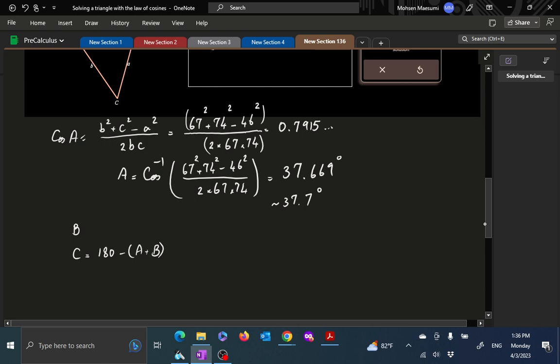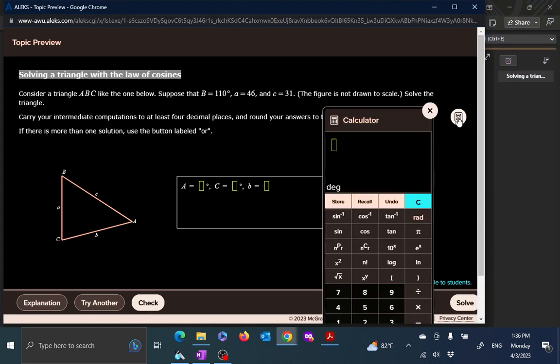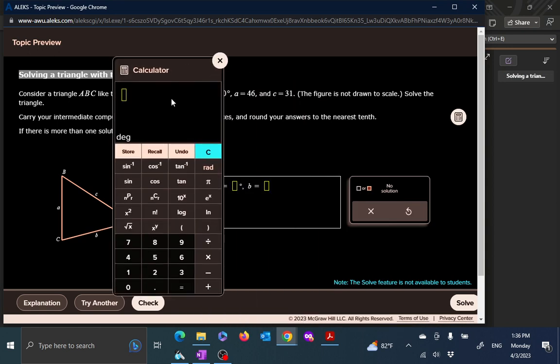Let me go ahead and double check this in the calculator that you have. So let's suppose we use the calculator. This is a different problem, but that doesn't matter. So we were going to apply cosine inverse of, then there was a fraction, a numerator and denominator. So I'm going to make a fraction: 67 squared, and then plus 74 squared, and then minus 46 squared. Now I close the parentheses and then divide by twice times 67 times 74.